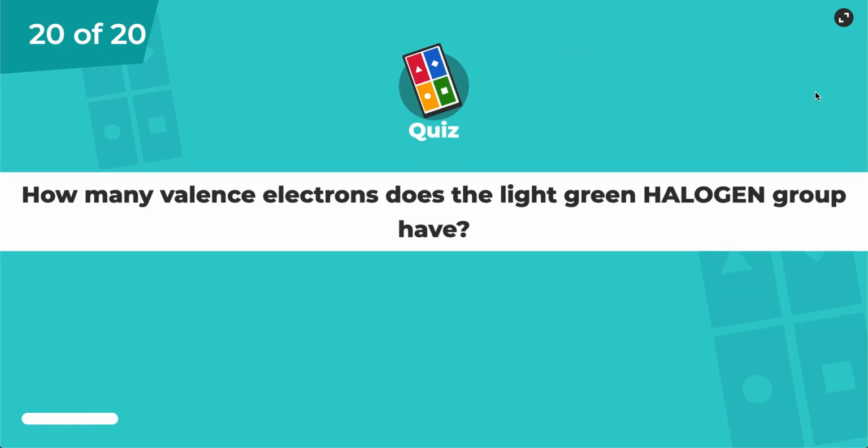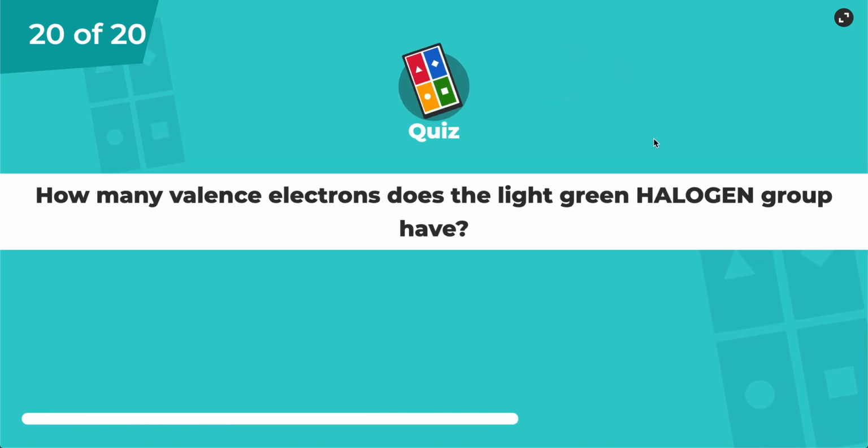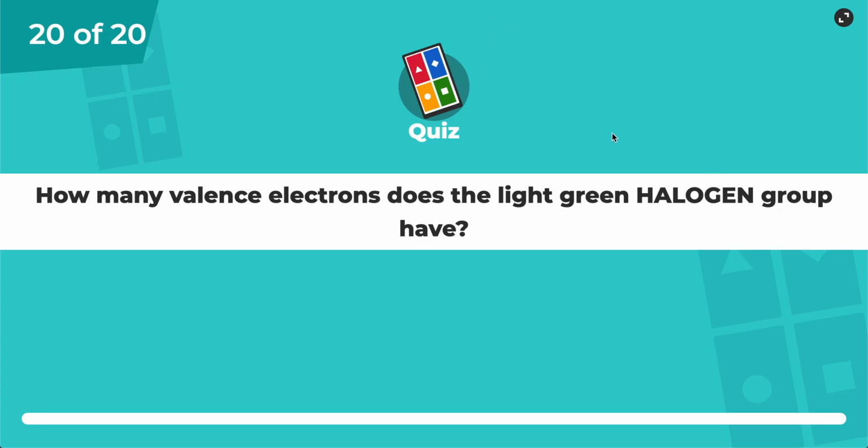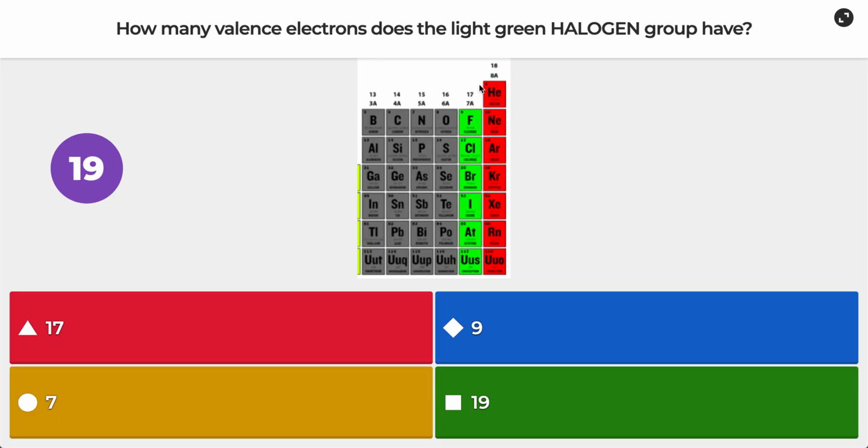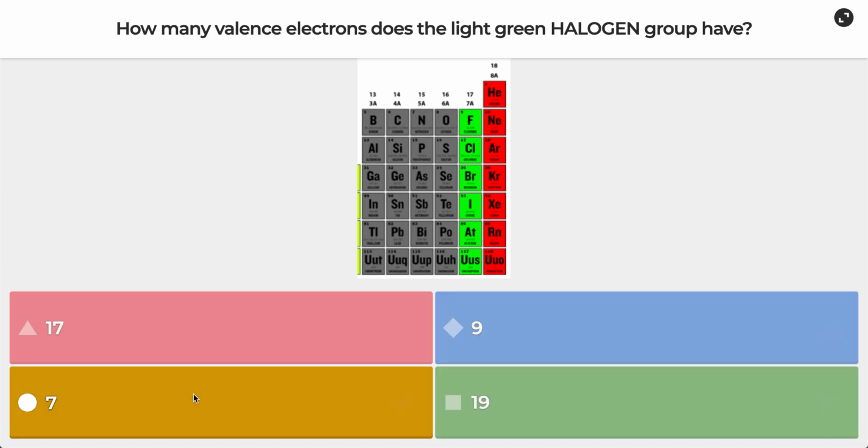All right, last question here, folks. How many valence electrons does the light green halogen group have? So we've got a slightly different periodic table here. Halogens are highlighted in light green, and actually we've got a nice little piece of information right here. You see that 7A. Remember that when you see that, the number next to the A is the number of valence electrons, so it has 7.